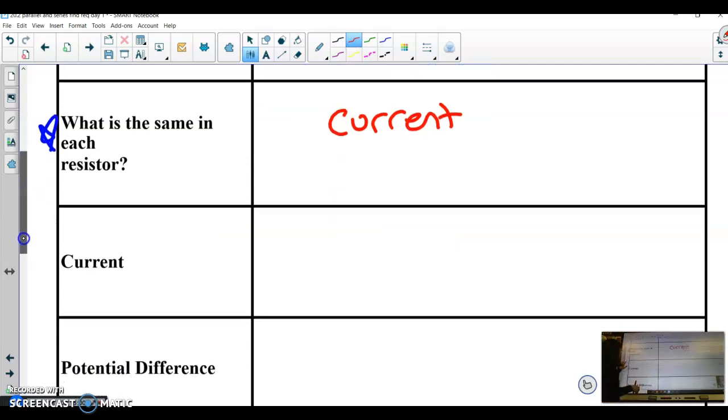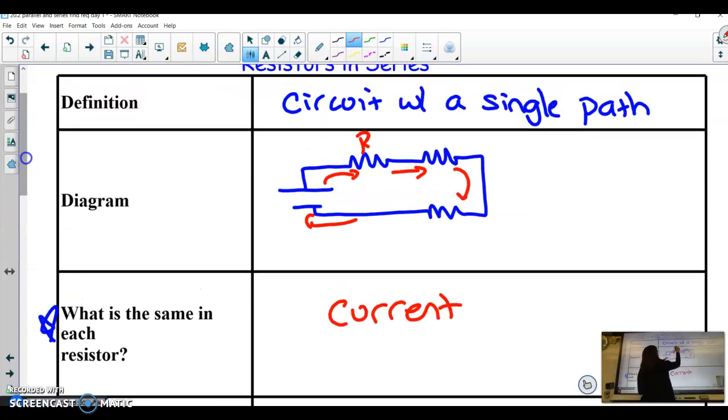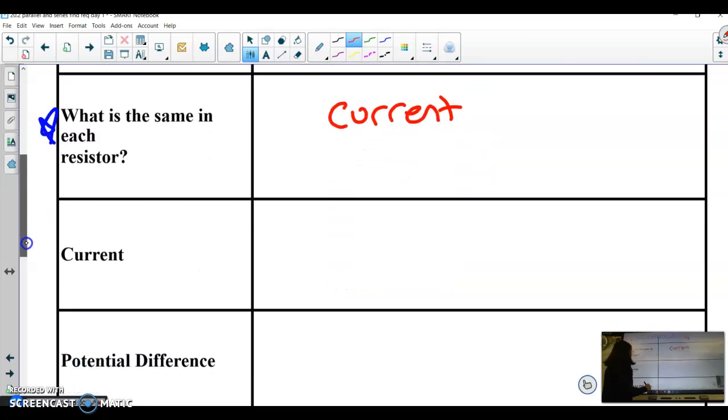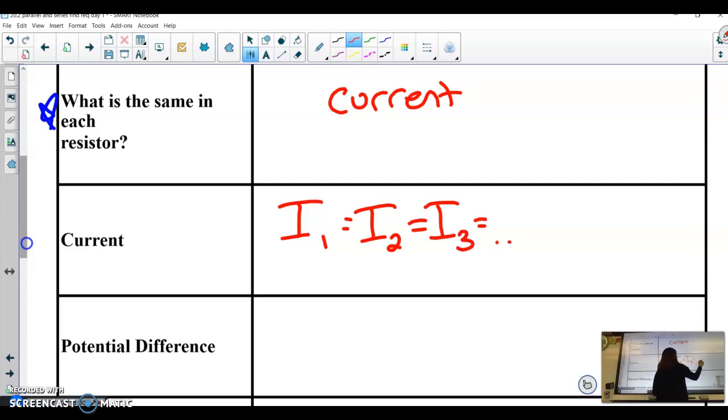So that means we can summarize our current by saying if this is resistor 1, and this is resistor 2, and this is resistor 3, the current in each one of those has to be the same. So the current going through resistor 1 equals the current in resistor 2 equals the current in resistor 3, and so on. So all of them have the same amount of current.